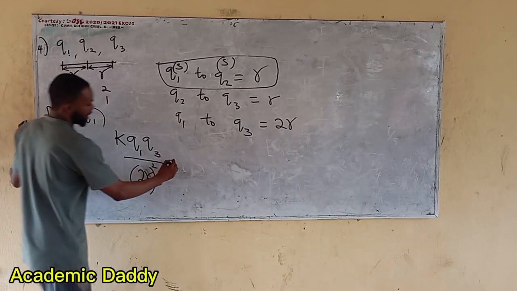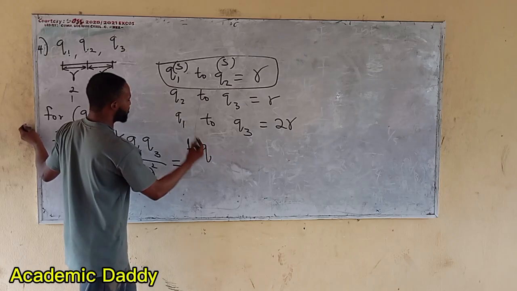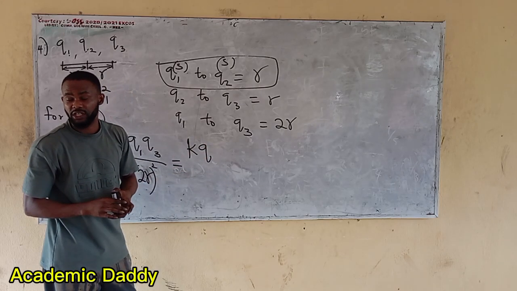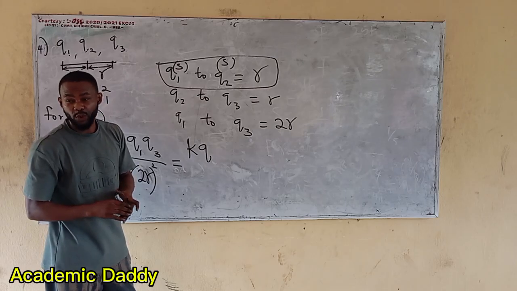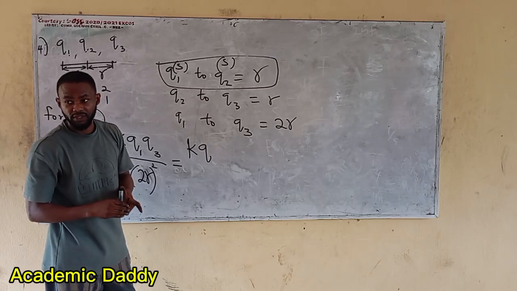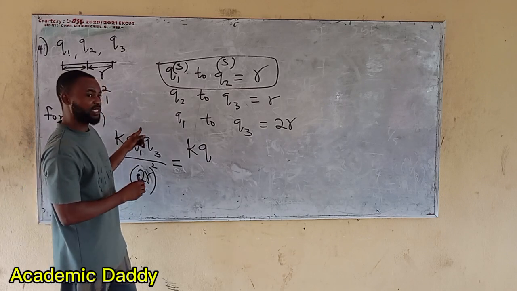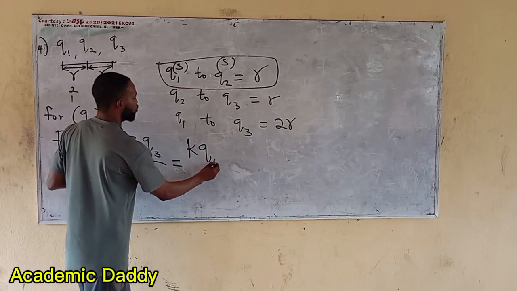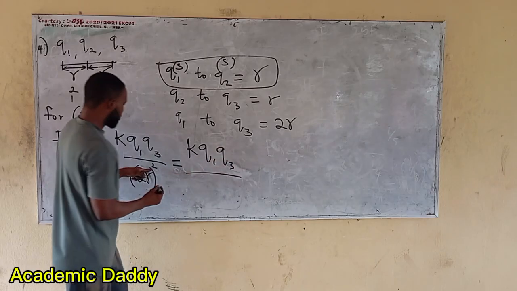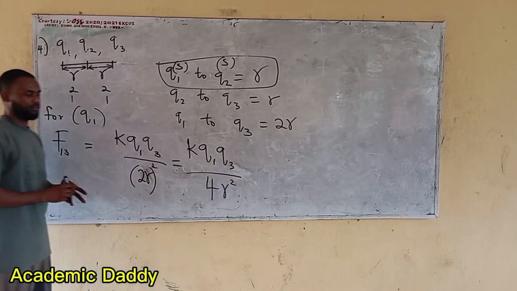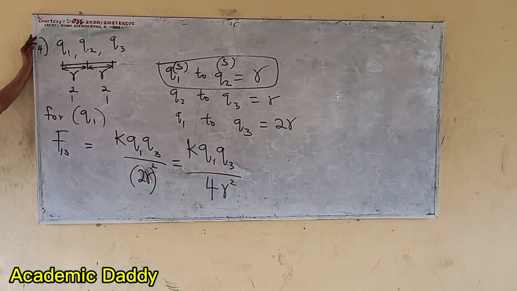Okay, if I do this properly, I should be having KQ. Don't make the mistake of saying Q squared in this case. Once you have a test charge and a source charge, even without being told, the one that is source is bigger, the one that is test is smaller. So you need to know, if you don't, you will do Q squared in this case. So I have K Q1 Q3 all over 2R squared. So that will be that for force on charge 3 due to charge 1.